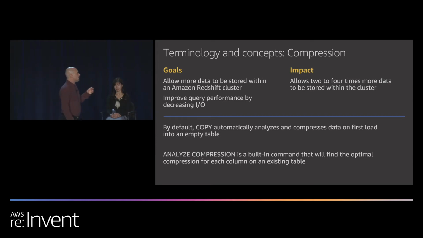We have some default handling for compression in Redshift. The first time you load data into a table, if there's no compression set, Redshift will automatically set compression settings on your table. If you want to find the absolute most optimal compression on an existing table that maybe has hundreds of millions of records, we also have a command built into Redshift that you can run later, and that'll figure out the optimal compression for you.